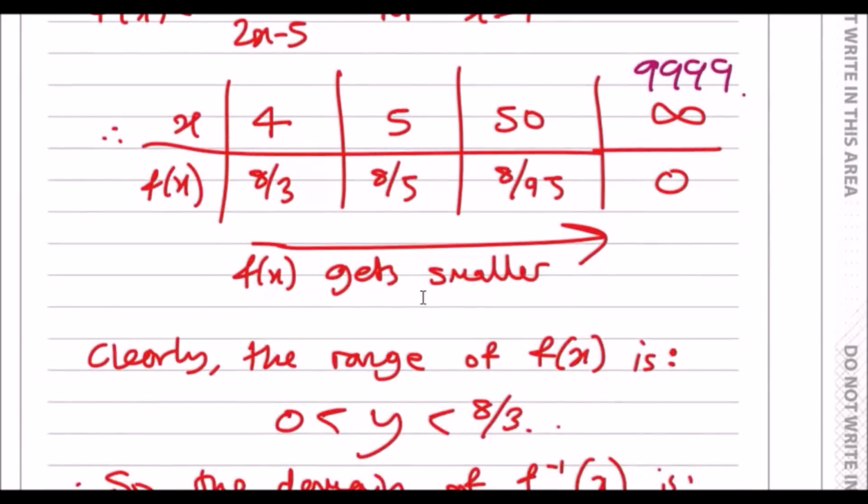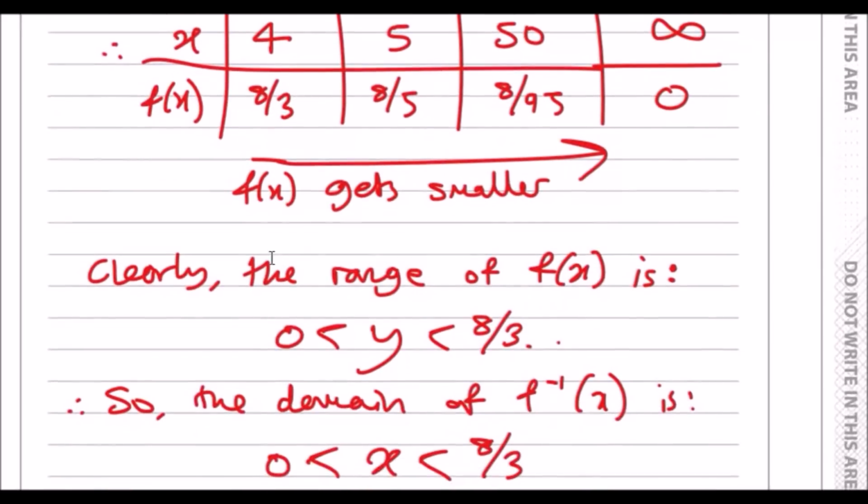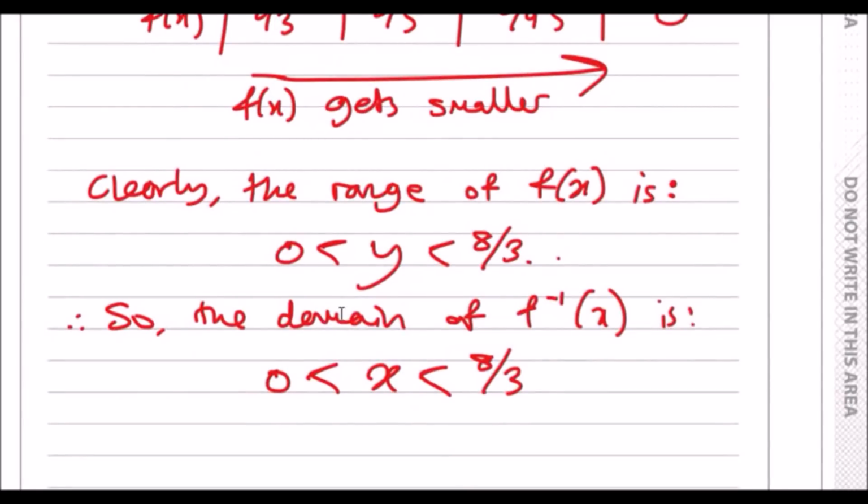So we can see that the value starts from 8 over 3 but not at it, and then quickly shrinks down to 0. So we can say that the range is clearly from 0 to 8 over 3. And if that's the range of f(x), that means the domain of the inverse is the same thing but with x. That's it. So remember, range is the y-axis, domain is x. So this is really a little quick tip.